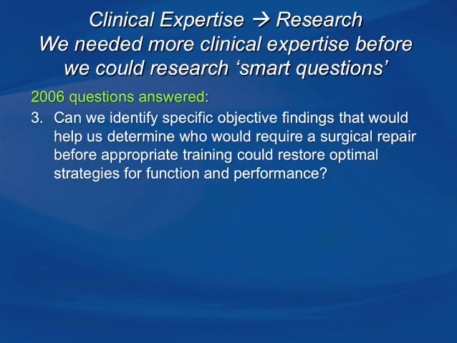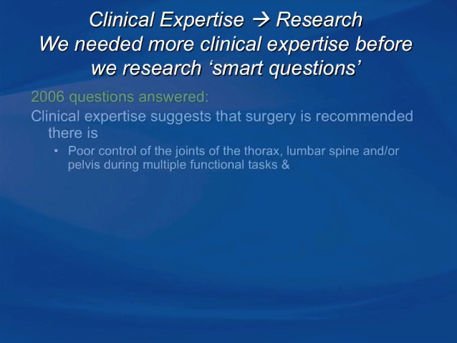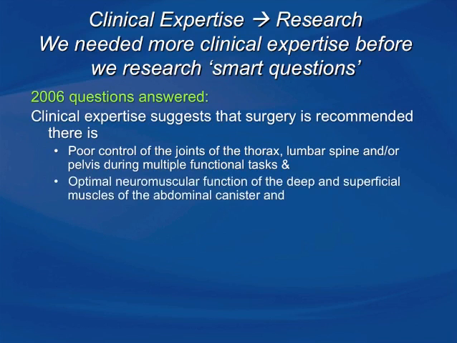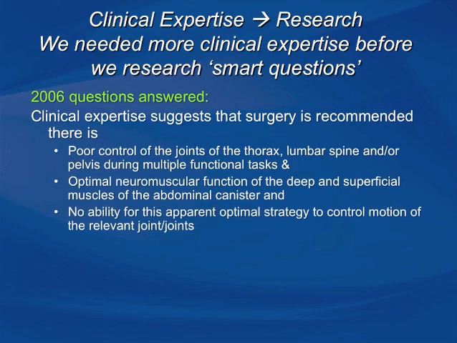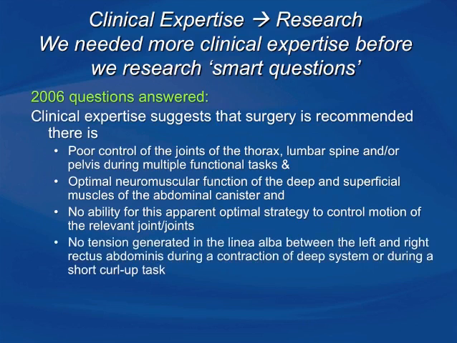Can we identify these specific objective findings? Well, we haven't analyzed any data with this, but certainly my 7 years of experience in working with many, many women now with this condition would suggest that if you're working with a patient who has poor control of the joints in their thorax, lumbar spine, or pelvis during multiple tasks, and you've trained the neuromuscular function of the deep and superficial muscles of the abdominal canister in an optimal way, and yet there's still no ability for this optimal strategy to control movement of the relevant joints, and they can't generate tension in the linea alba, then this suggests that surgery should be recommended.